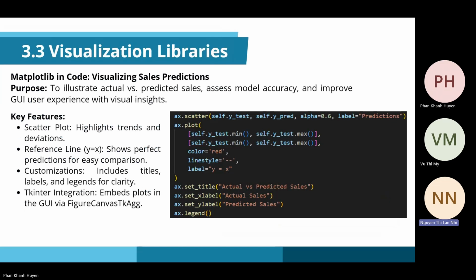Matplotlib is used to visualize predictions. It compares actual versus predicted values, assesses model accuracy, and improves user experience with visual insights. The features are scatter plots, highlighted points, and diagonal reference lines showing perfect prediction for easy comparison. Customization includes title, labels, and legend for clarity.